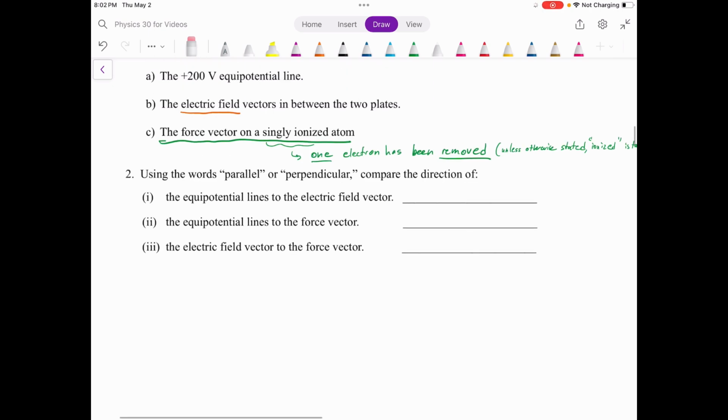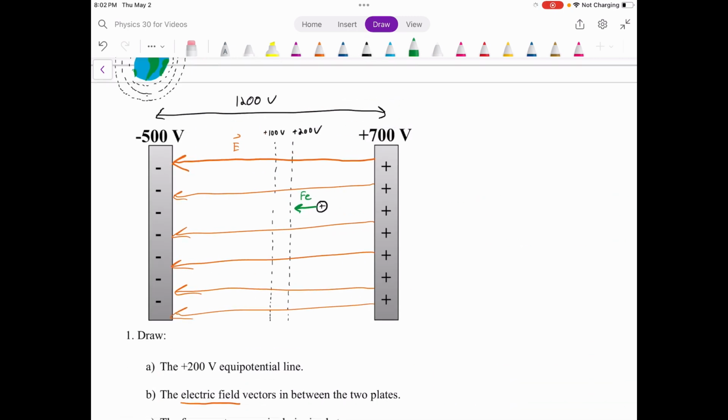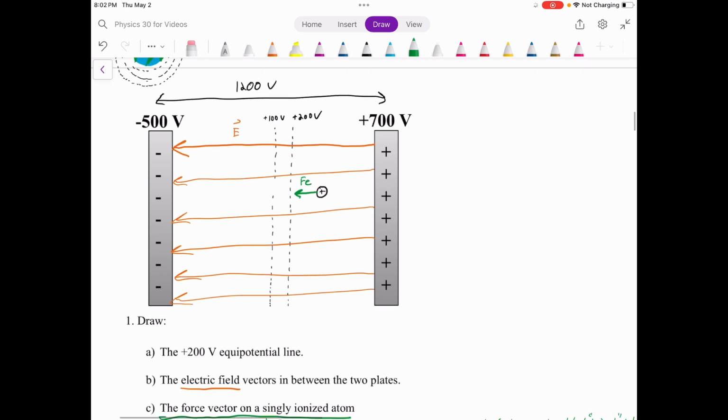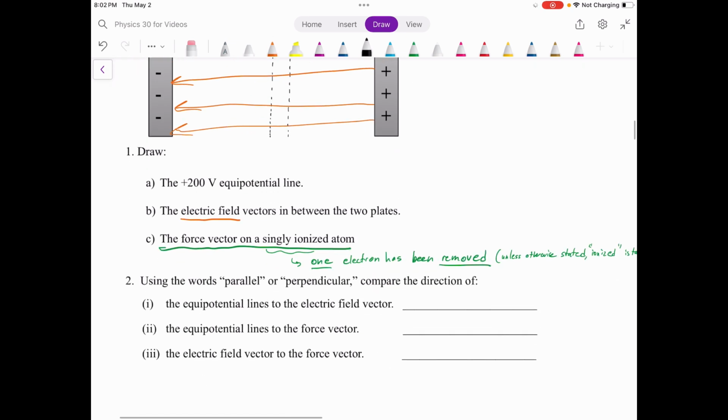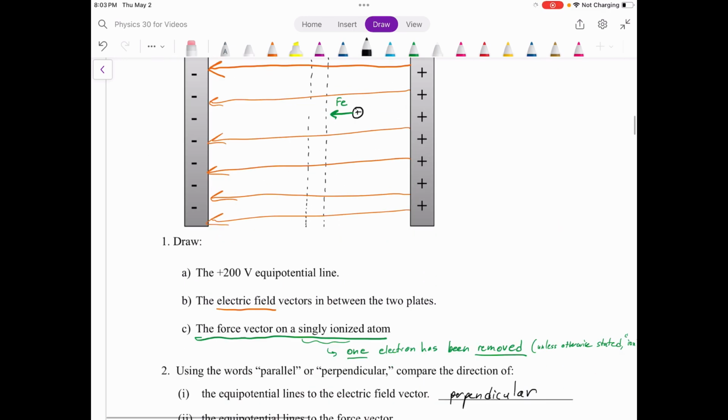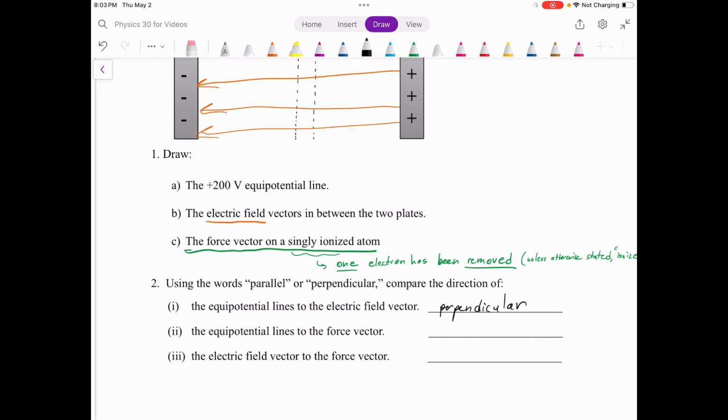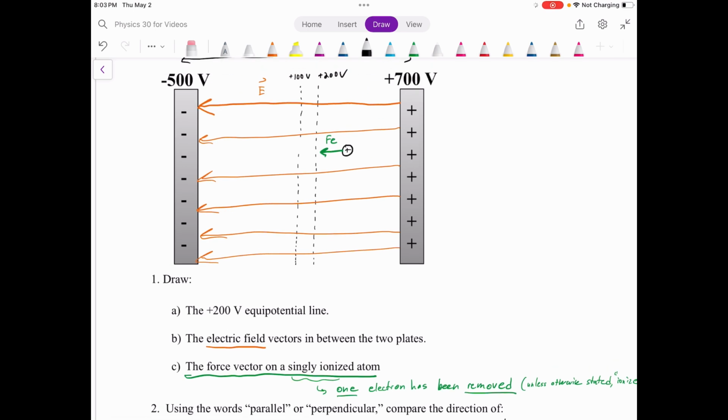Anyway, moving on to this one, it asks us, using the words parallel or perpendicular, compare the direction of the equipotential lines to the electric field vector. Well, look at this. The electric field lines are in this axis. The equipotential lines are in this axis. So are they parallel or perpendicular? They're perpendicular. And that actually makes a ton of sense when we think about it. It's not just a special coincidence for this one that it's at a 90-degree angle, right?